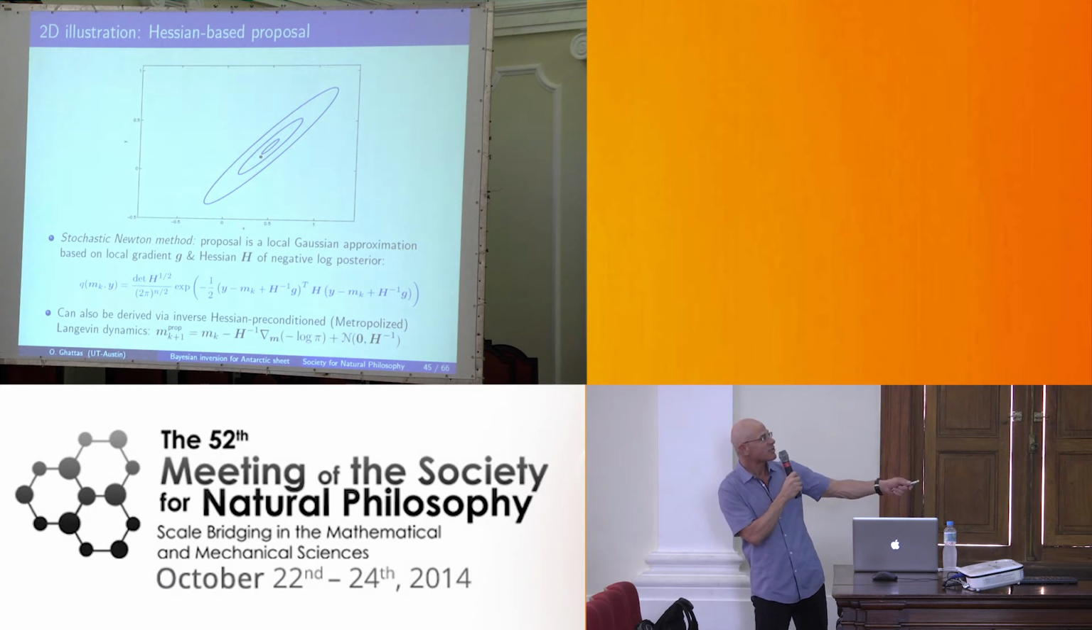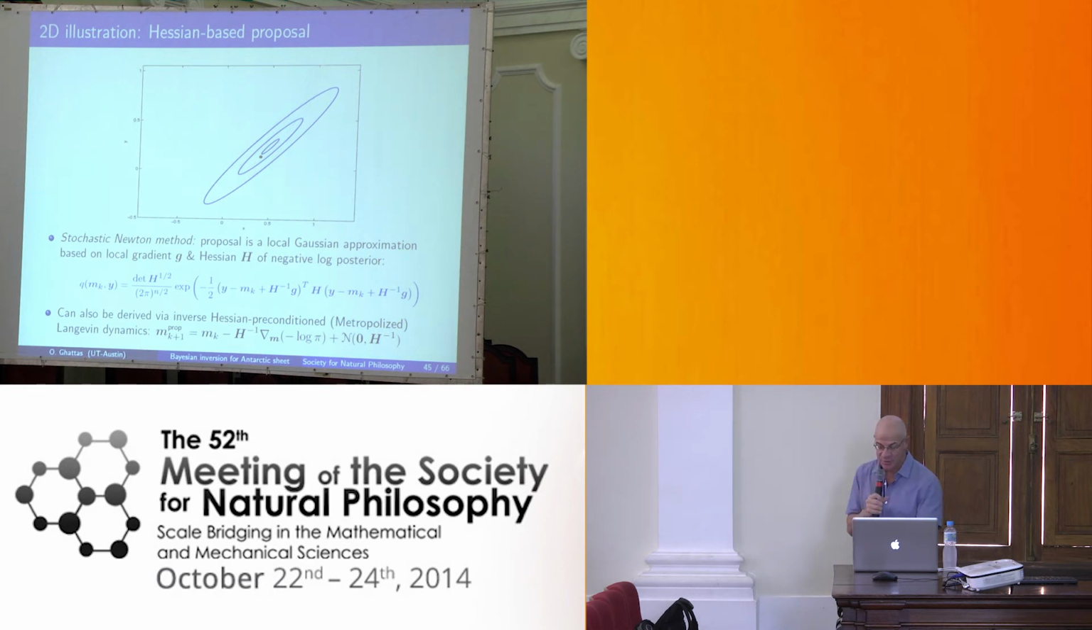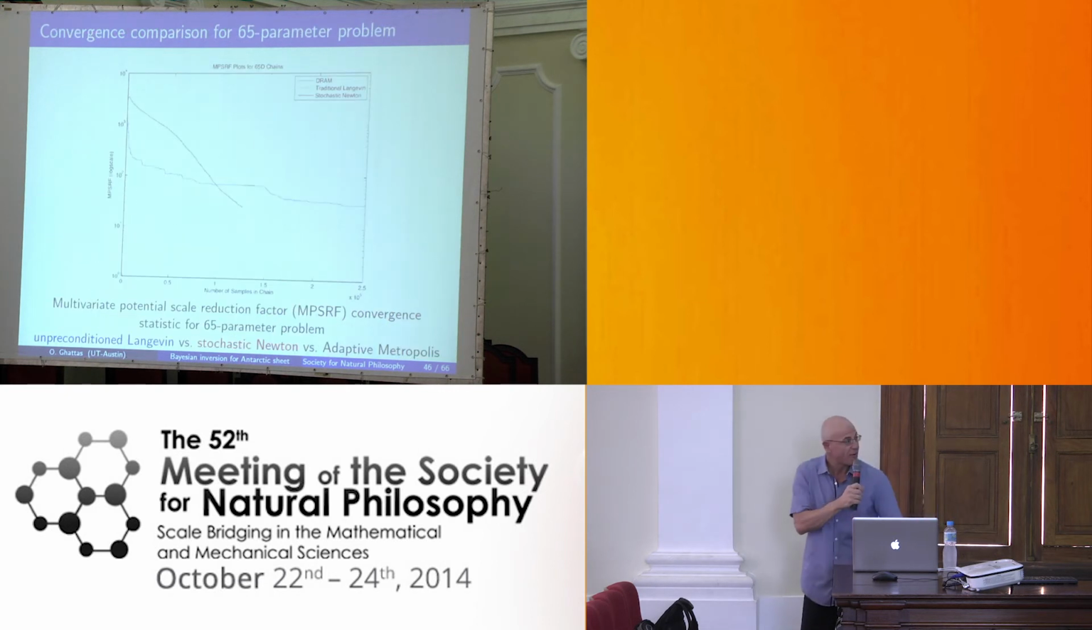So the gradients and the Hessian are calculated for each m_k. I'll get to that in a second, actually. That's an important issue. Okay, so now how does it compare?